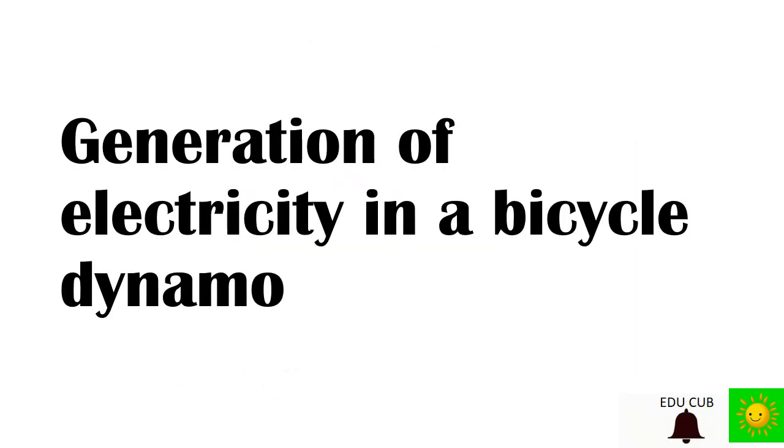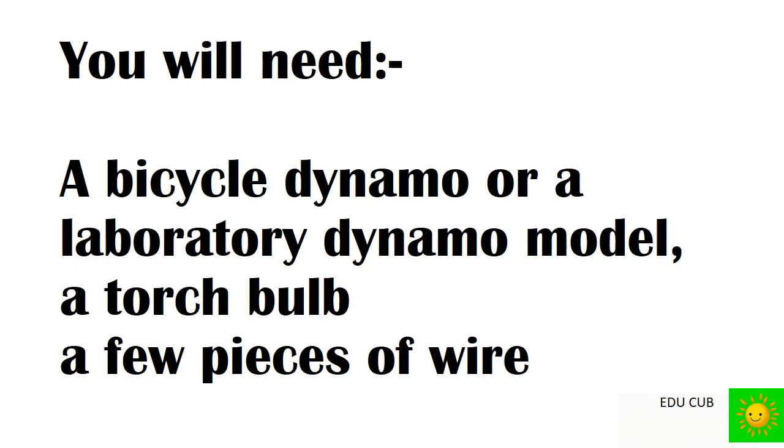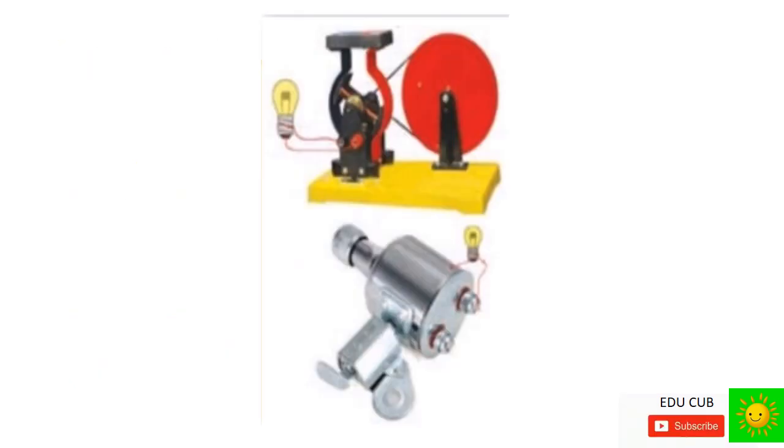Let's see the generation of electricity in a bicycle dynamo. You will need a bicycle dynamo or a laboratory dynamo model, a torch bulb, and a few pieces of wire. Connect the torch bulb to the terminals of the dynamo. Turning the dynamo slowly and faster, observe the brightness of the light.